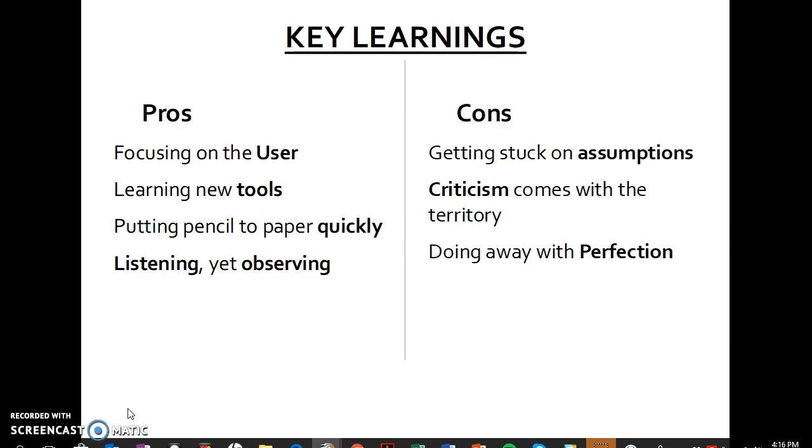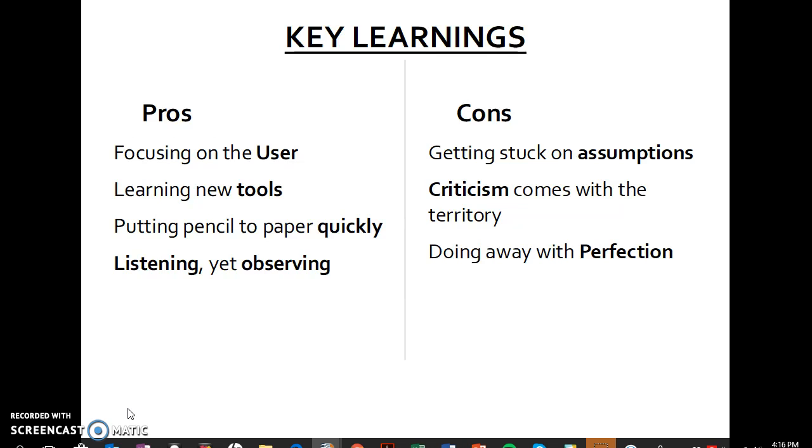Also being able to listen while observing. People say one thing and they do another. It's important to be able to balance both skills and take on board as much as possible. There are some other lessons I've identified during the process, such as getting unstuck on assumptions. Assumptions are common to humans, and people focus so much on them and tend to work with them, which actually amounts to guesswork. That is something that we have to get unstuck from.